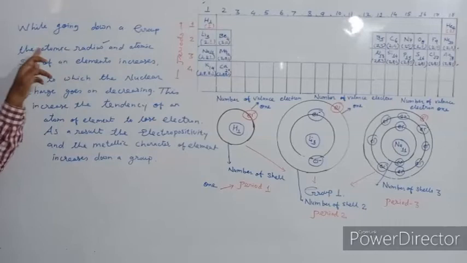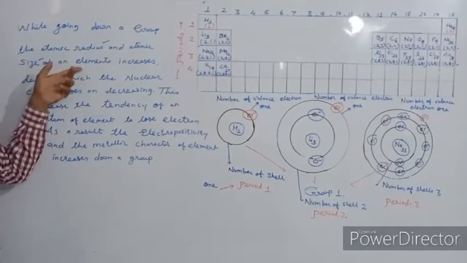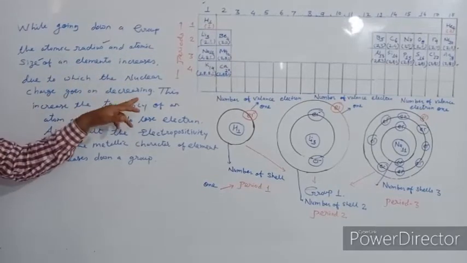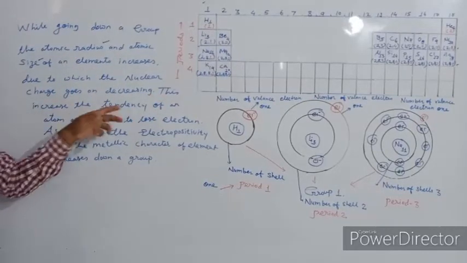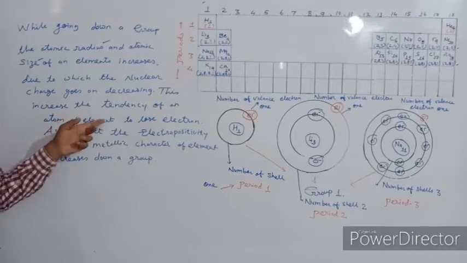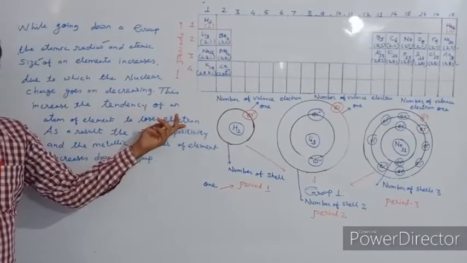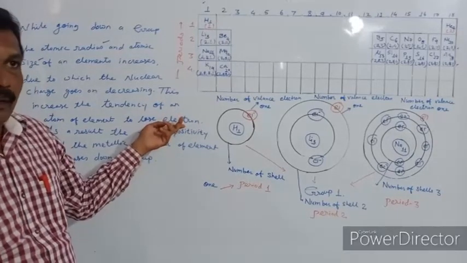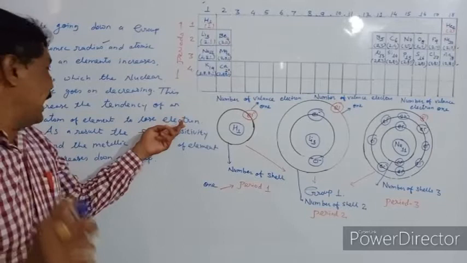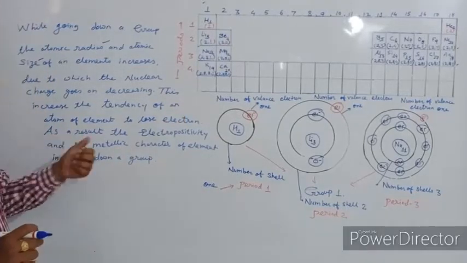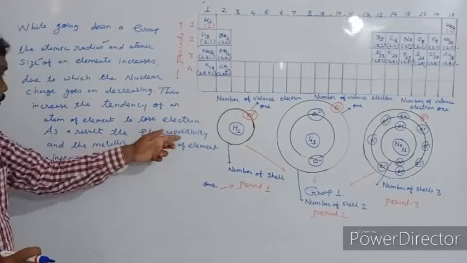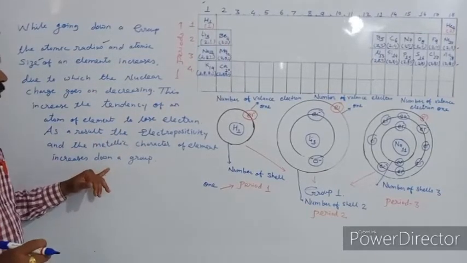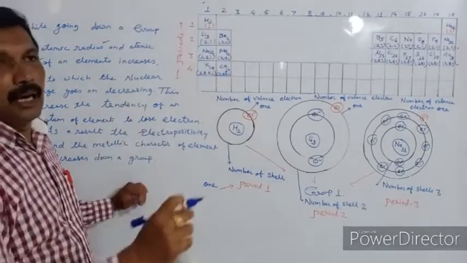While going down a group, the atomic radius and the atomic size of an element increases, due to which the nuclear charge goes on decreasing. This increases the tendency of an atom of an element to lose the electron. It means that the electropositivity and the metallic character of an element increases down a group.